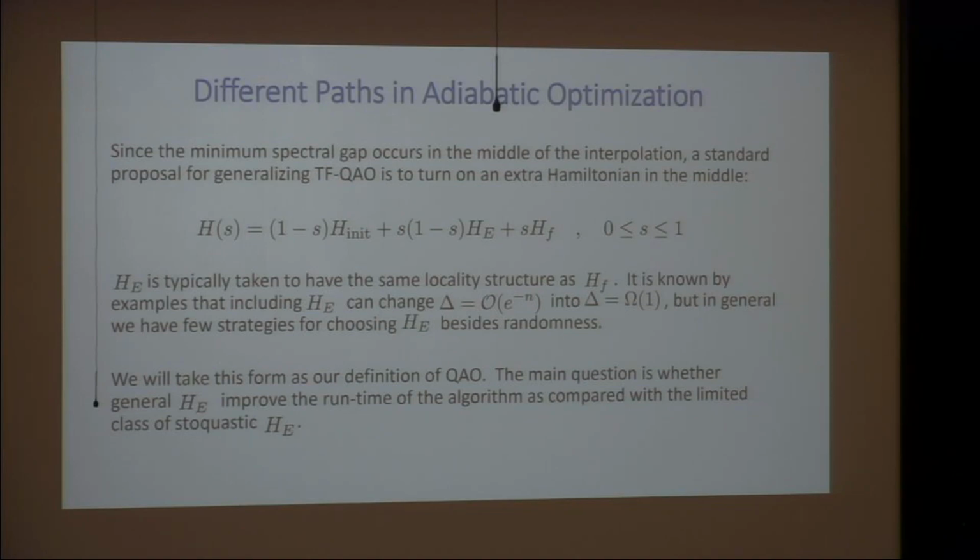I really want to get across that quantum adiabatic optimization is just one type of adiabatic algorithm. It's a type of adiabatic algorithm where your final Hamiltonian is classical, and you're trying to solve an optimization problem. So the main question in this context is whether a general H_extra can improve the runtime of the algorithm compared to this limited class, which I'll describe in more detail, called stoquastic Hamiltonians. These are Hamiltonians that are on the border of classical and quantum complexity.